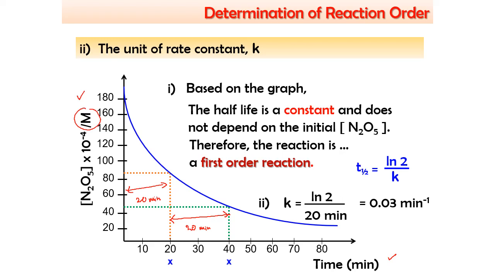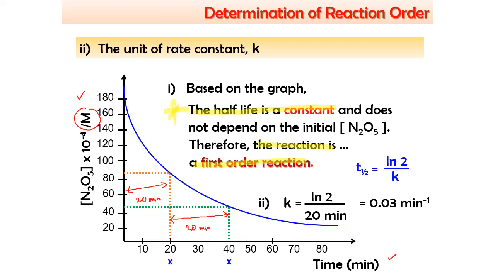Okay, so from the plot, from the graph, you can see that the half-life is the same. Therefore, you can deduce that the order of reaction is first order reaction. So the half-life is constant and does not depend on the initial concentration. So you just write this one lah, yang penting. And therefore the reaction is first order. Okay, mesti tulis ayat ni.